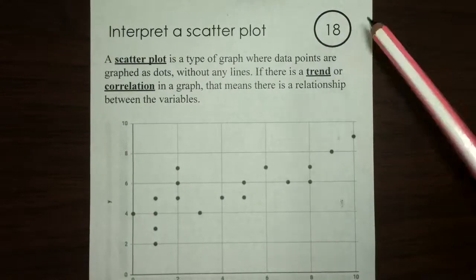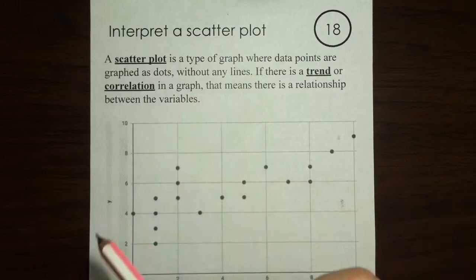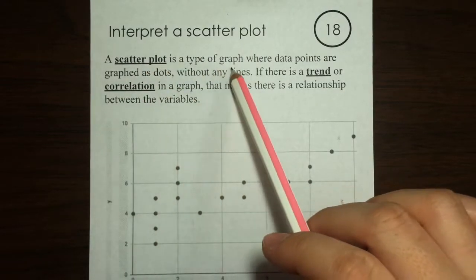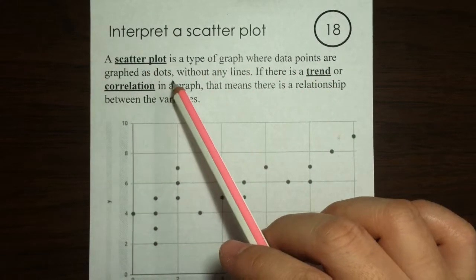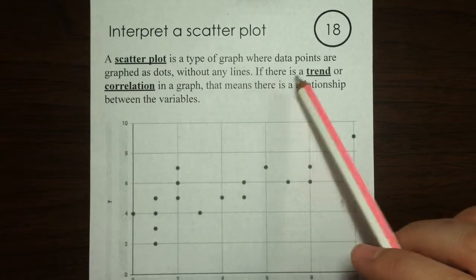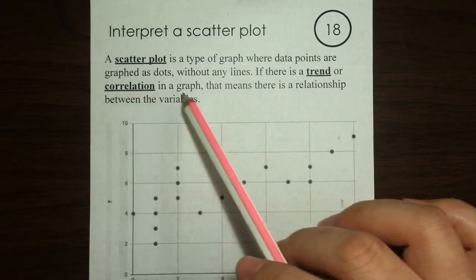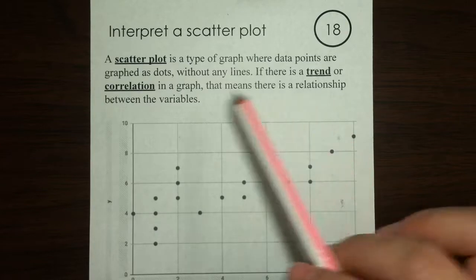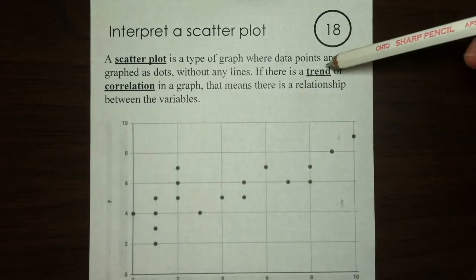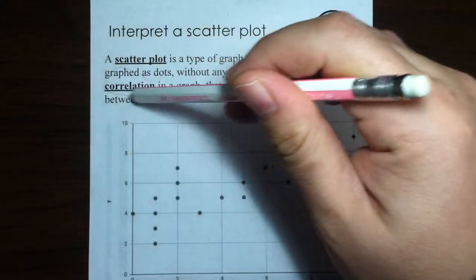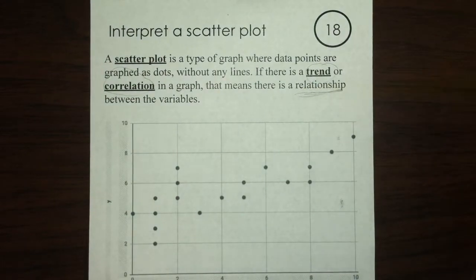For page 18 of the notes, we are interpreting scatter plots. A scatter plot is a type of graph where data points are graphed as dots without any lines. If there is a trend or a correlation in a graph, that means there is a relationship between the variables. So this word trend and correlation both mean relationship.